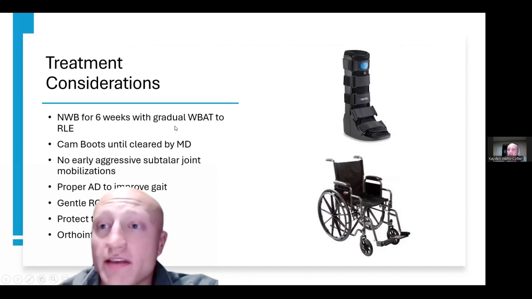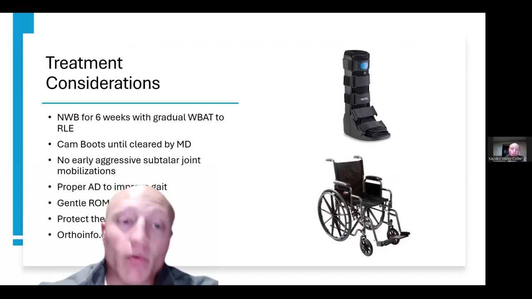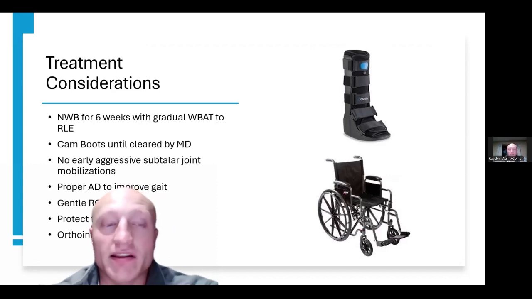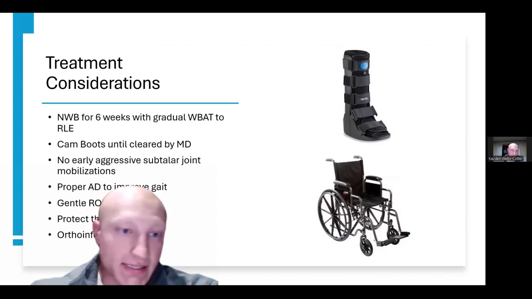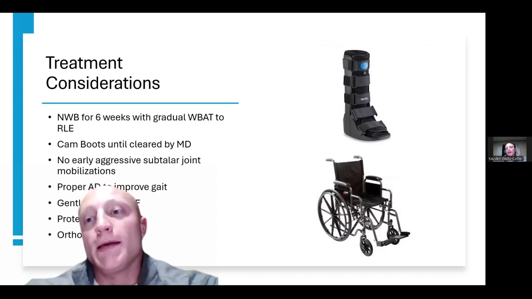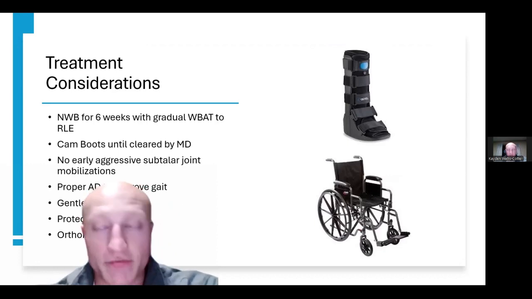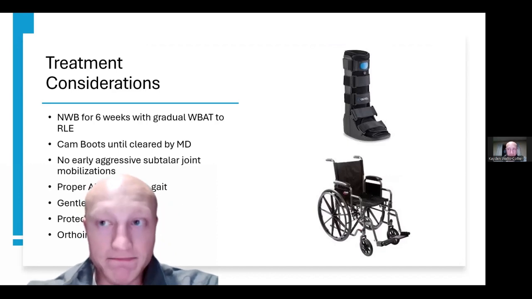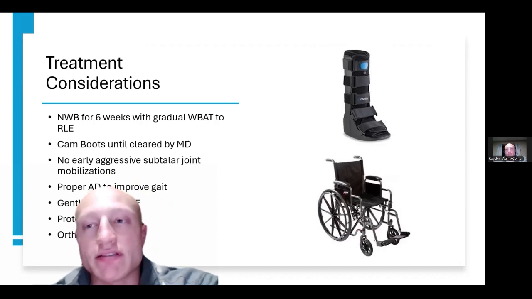So, with that being said, the treatment considerations that we were working with were non-weight bearing for 6 weeks with gradual weight bearing instituted to the right lower extremity, still no weight bearing to the left lower extremity, trying to protect it. They had to be in cam boots until cleared by the MD. They were actually cleared from their right cam boot with ambulation after week 8, which was this last week. So we can work on actually doing some real gait training without being in a cam boot.